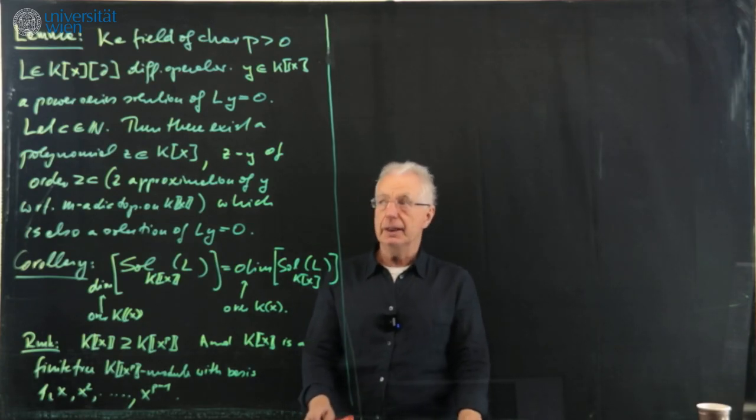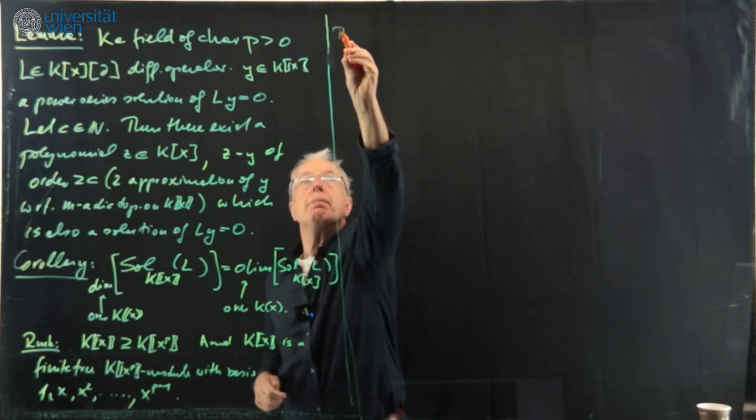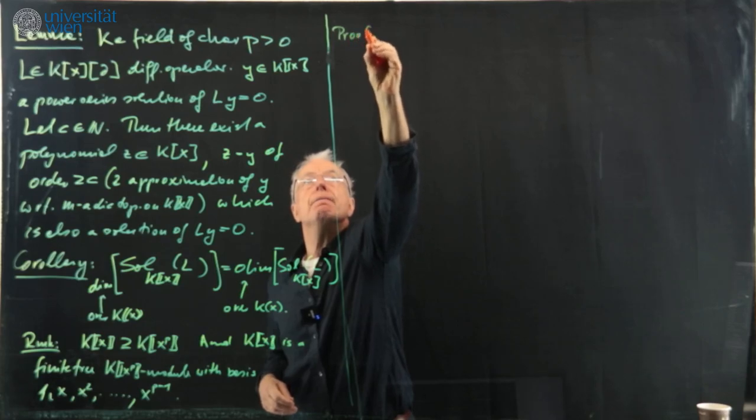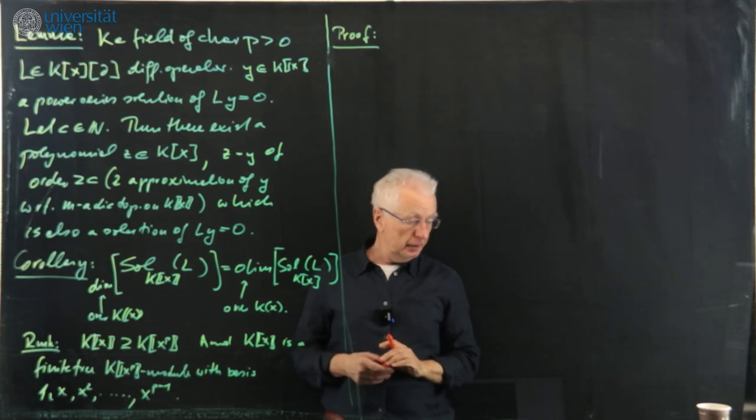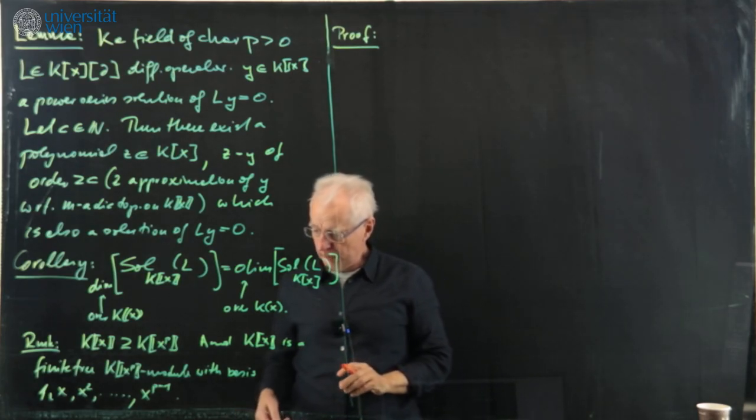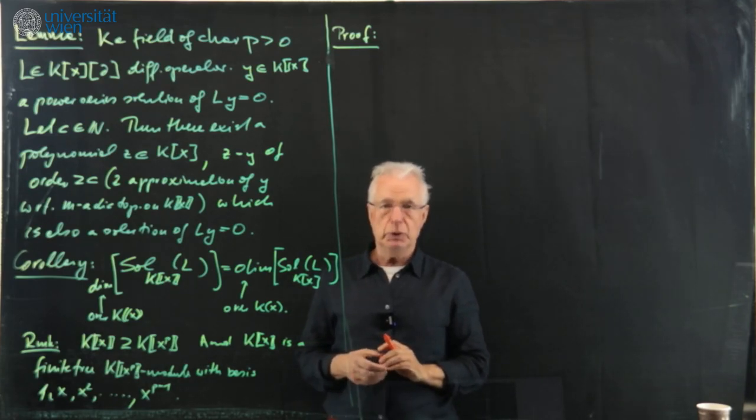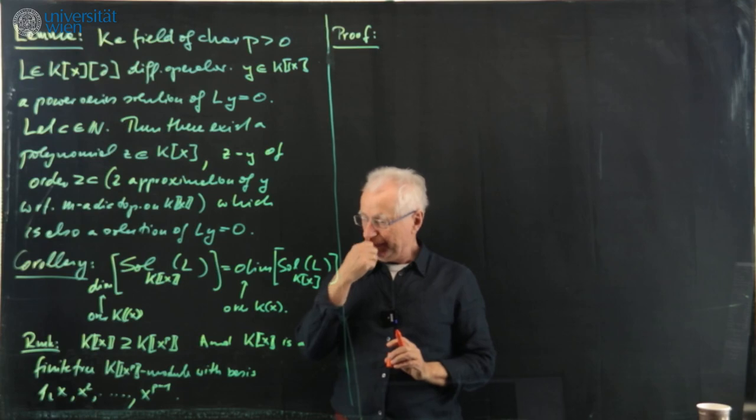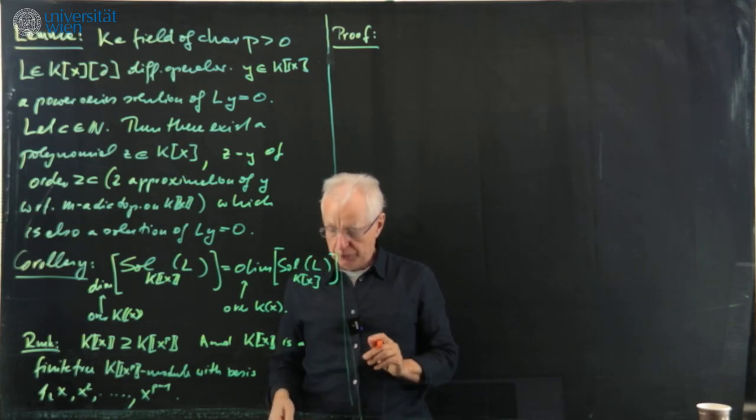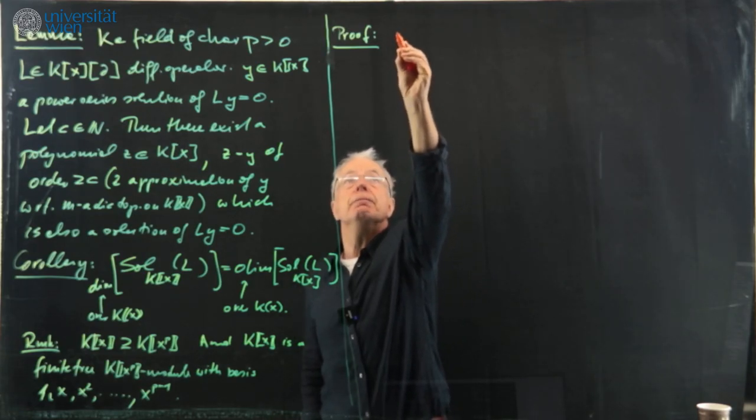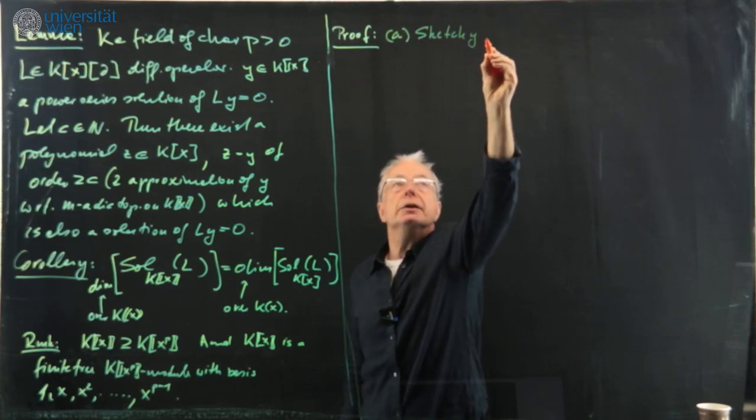Okay, we are back again and let's do the proof. I would like to give you two proofs which are identical, but the one is a kind of quick proof, which would be typical for commutative algebra. But then I think it is worthwhile to give also the details of this quick proof. So, sketchy proof. Sketchy version.